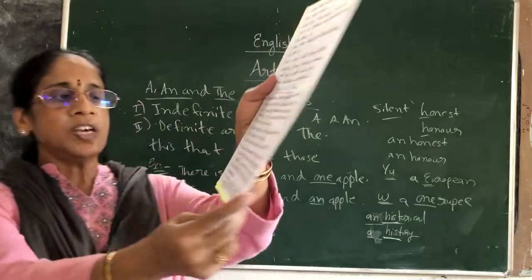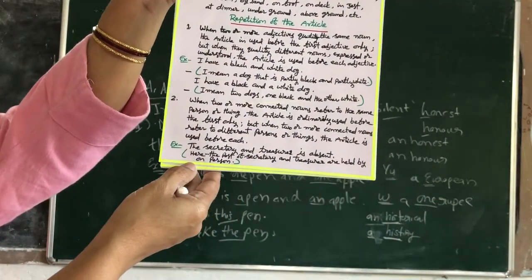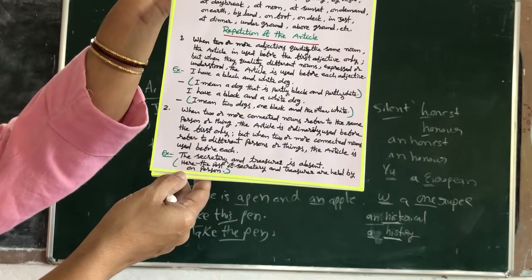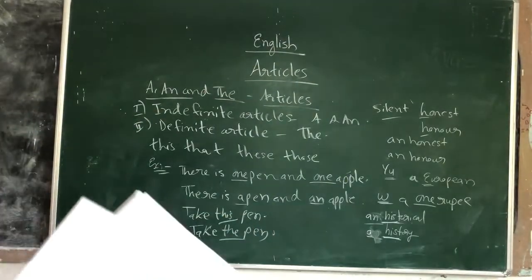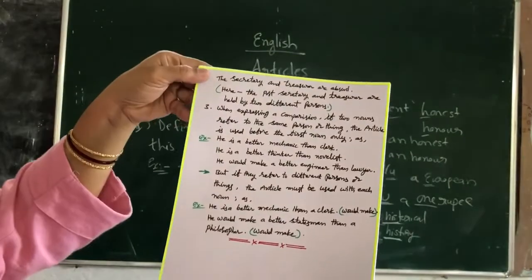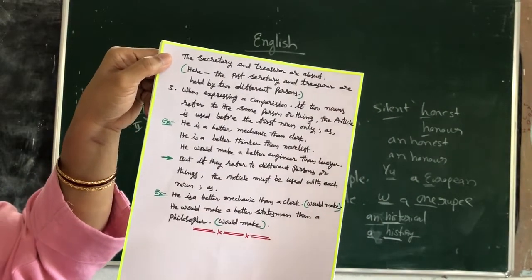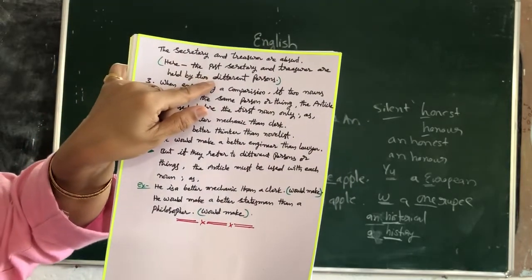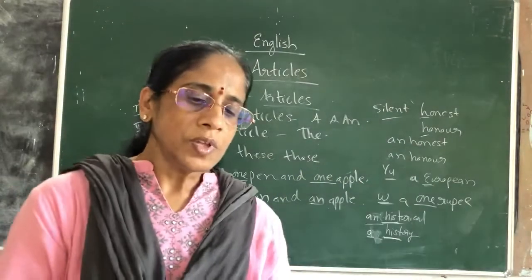See this example. "The secretary and treasurer is absent." Here the same person is secretary and treasurer, so before the first one we can use the article. But when it comes to the next example, "The secretary and the treasurer are absent," it indicates there are two different persons. One person is secretary and the other person is treasurer. So you should use the before both.